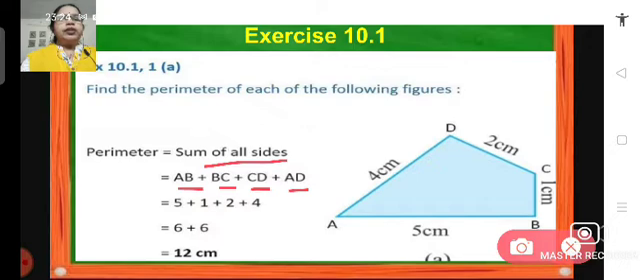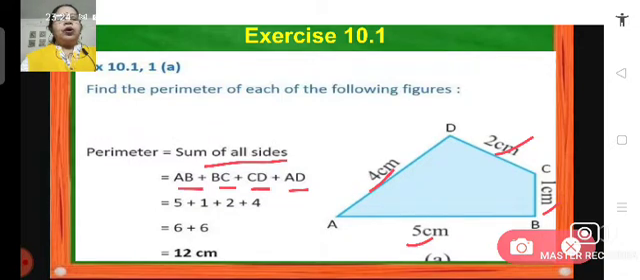So what is the length of AB? It is 5 centimeters. What is the length of BC? It is 1 centimeter. And what is the length of side CD? It is 2 centimeters. And the length of side AD is 4 centimeters.